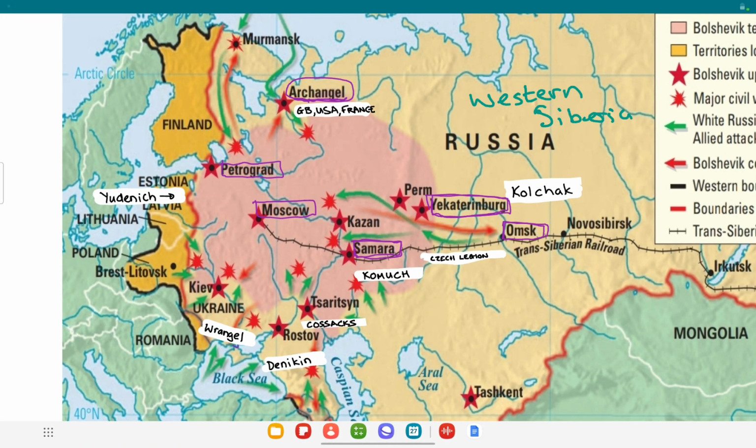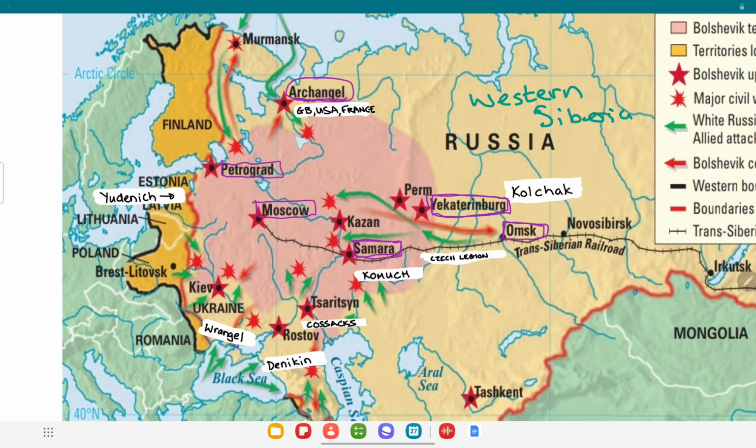Hi, folks. Just wanted to give you a wee walkthrough of the map of the Russian Civil War. It can be quite complicated, and although you don't really need to know all the events of the Civil War, because your question in the exam is usually about why the Bolsheviks won, it does help, I think, to understand a bit of what's going on here in the Civil War.